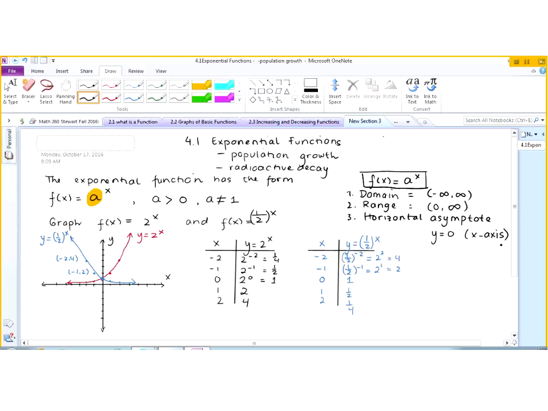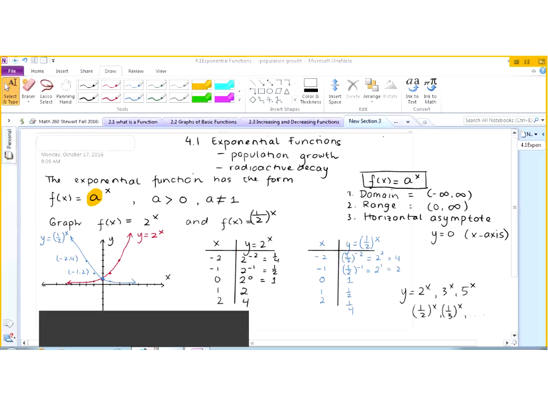Now, let me see. I was going to show you how the graphs of y equals 2 to the x, 3 to the x, 5 to the x look, and also half to the x, 1/3 to the x, etc. So I'm going to Desmos.com. All right, so you can see that they all look almost the same. So it's Desmos.com, and then you will click start graphing.